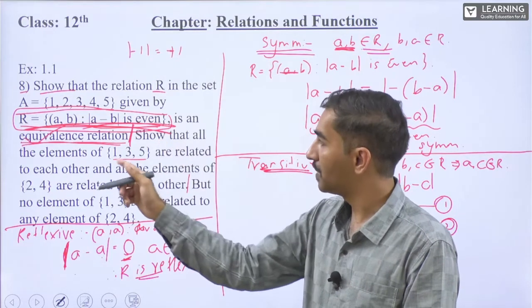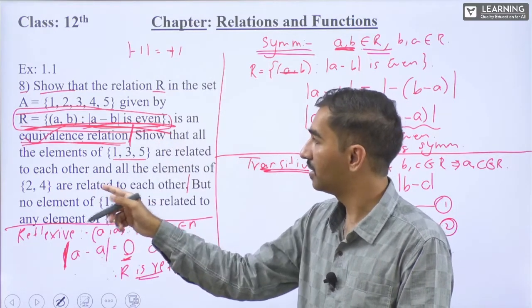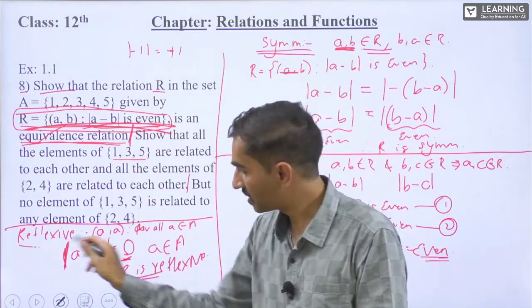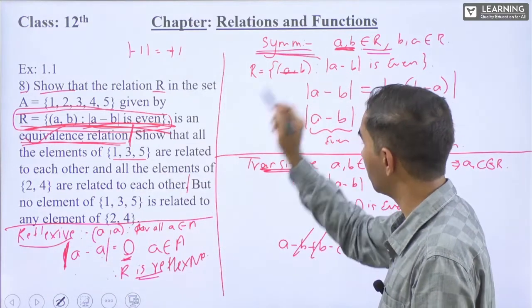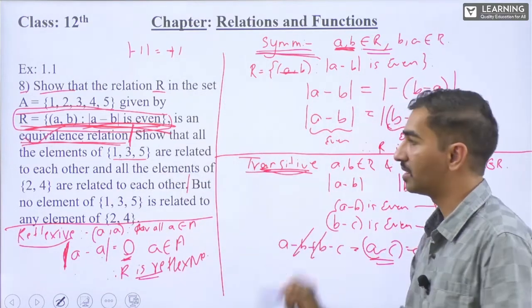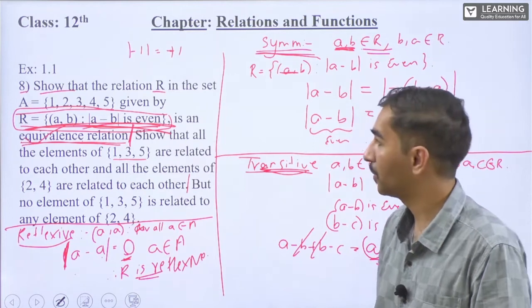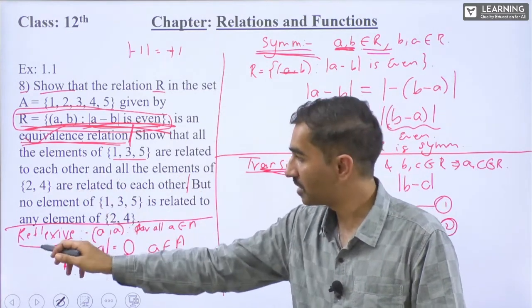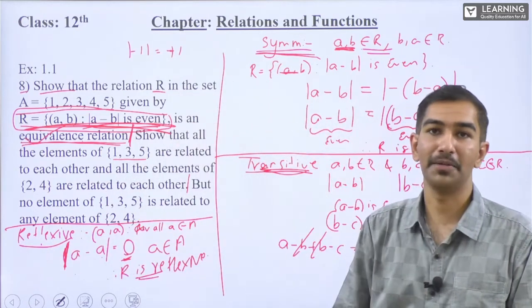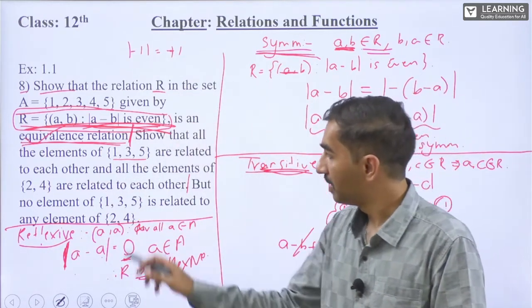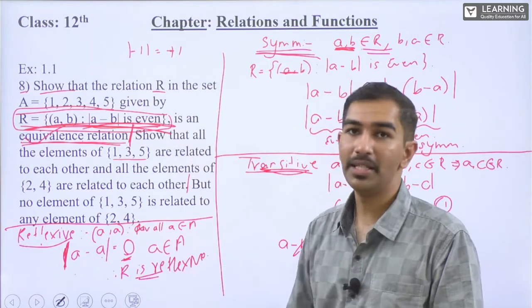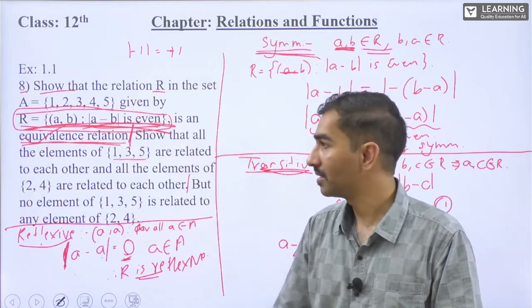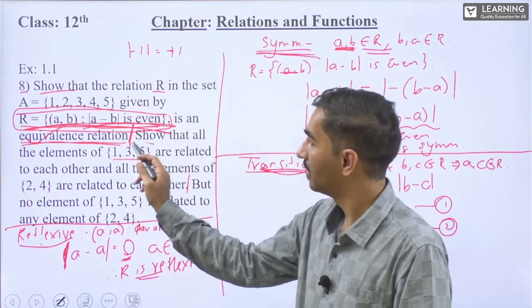Show that all the elements of {1, 3, 5} are related to each other. So {1, 3, 5} satisfies reflexive, symmetric, and transitive. We have to show this. And also 2 and 4 are related to each other, so {2, 4} satisfies reflexive, symmetric and transitive as well. But {1, 3, 5} and {2, 4} are not related to each other. How do we do that? Students understand, very simple.